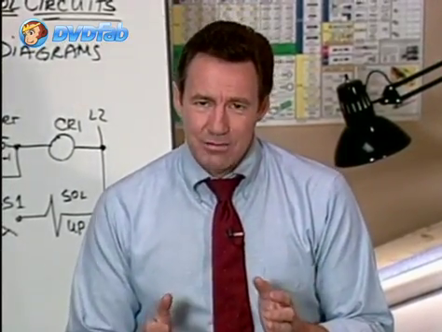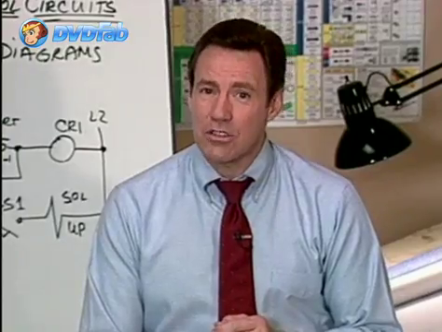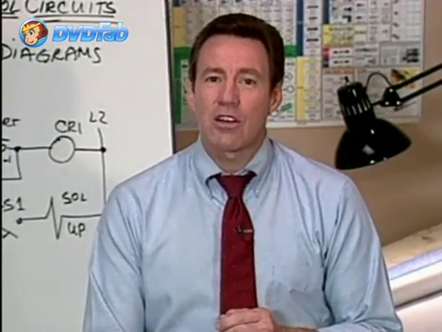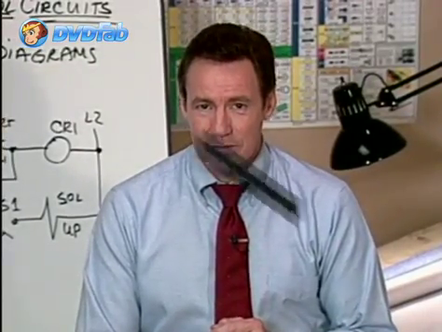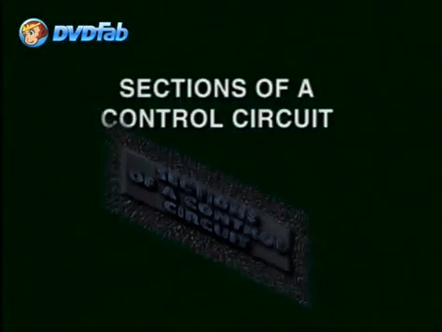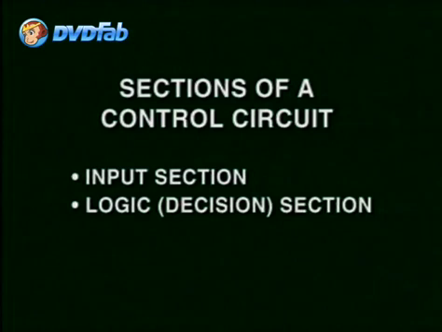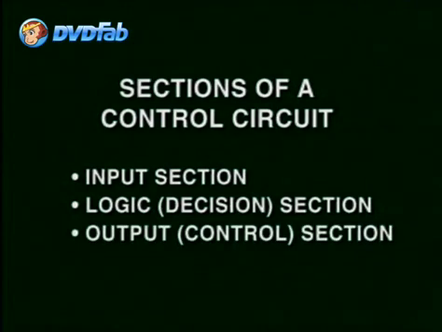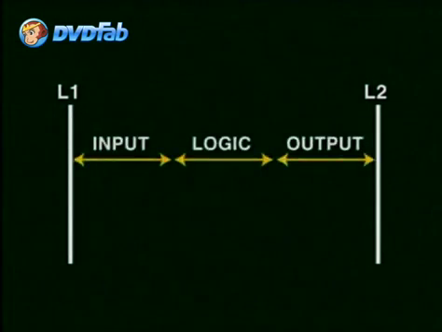With this in mind, let's look at the composition and creation of control output based on desired inputs or situations. A control circuit is composed of three basic sections: an input section, a logic or decision section, and an output section. From L1 to L2, these sections can be represented like this, where one or more control and switching devices will control the action of a load.